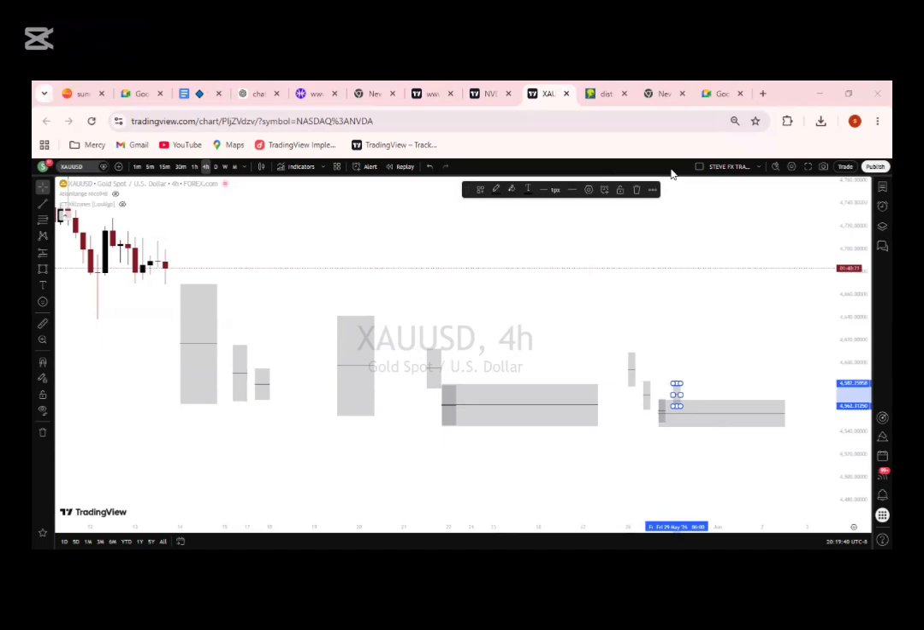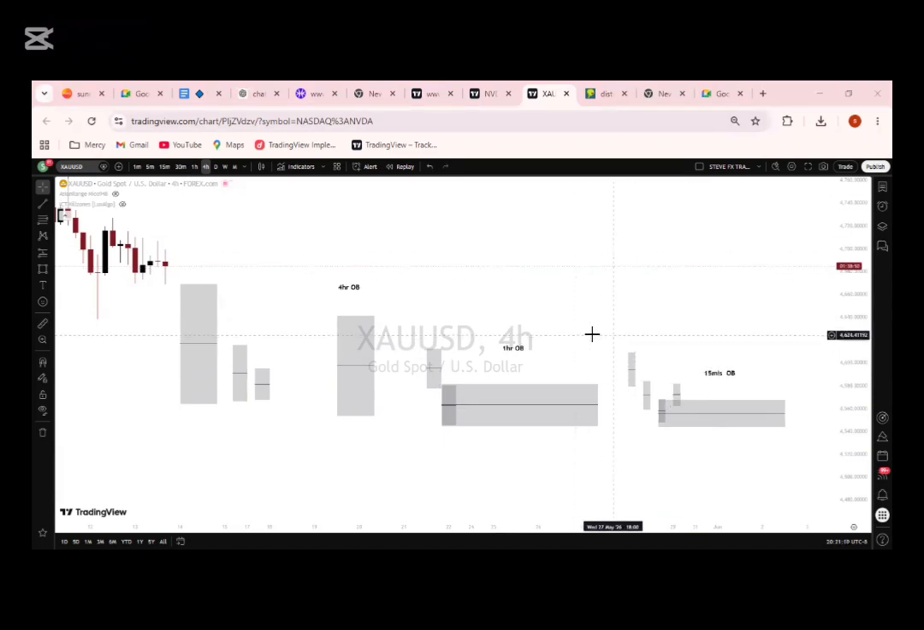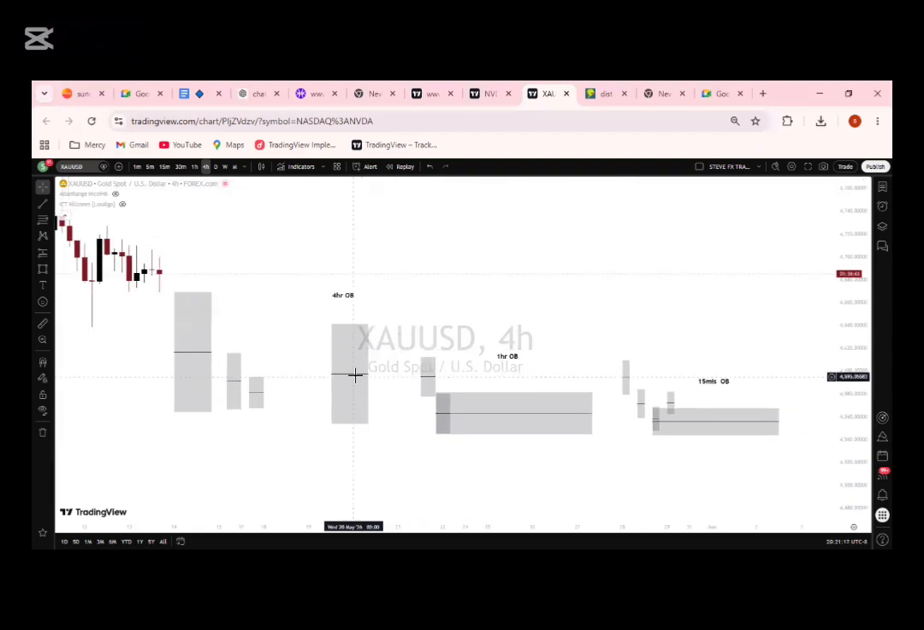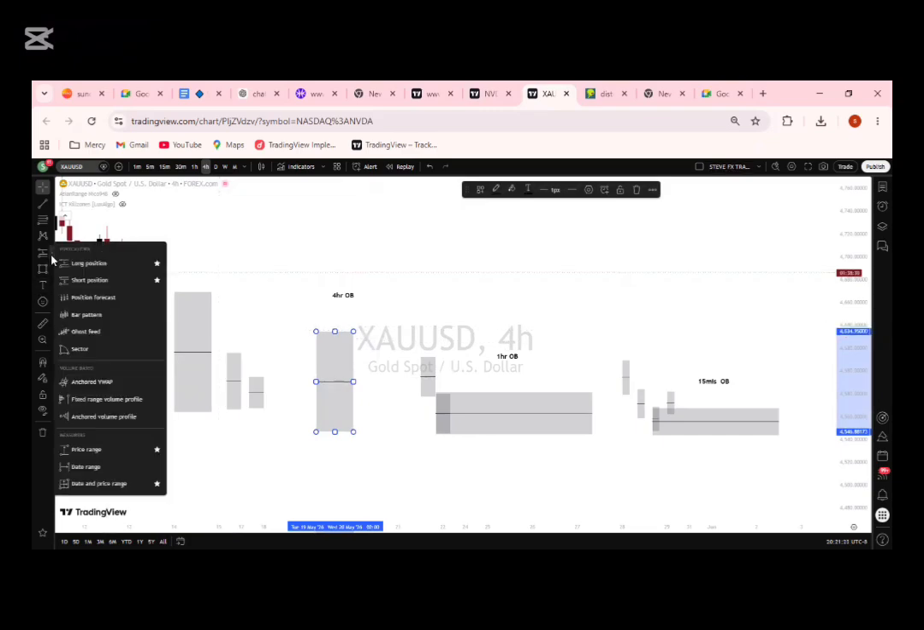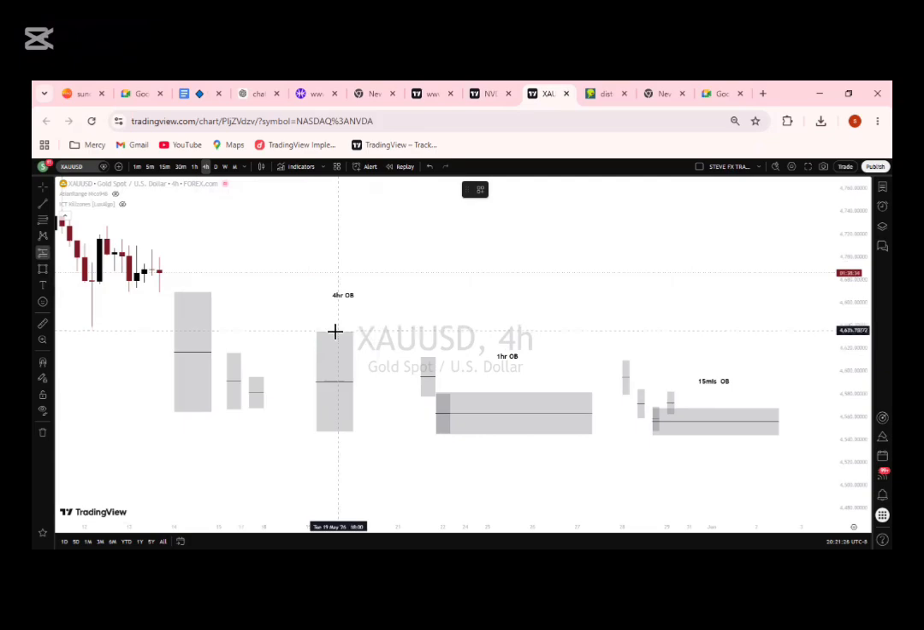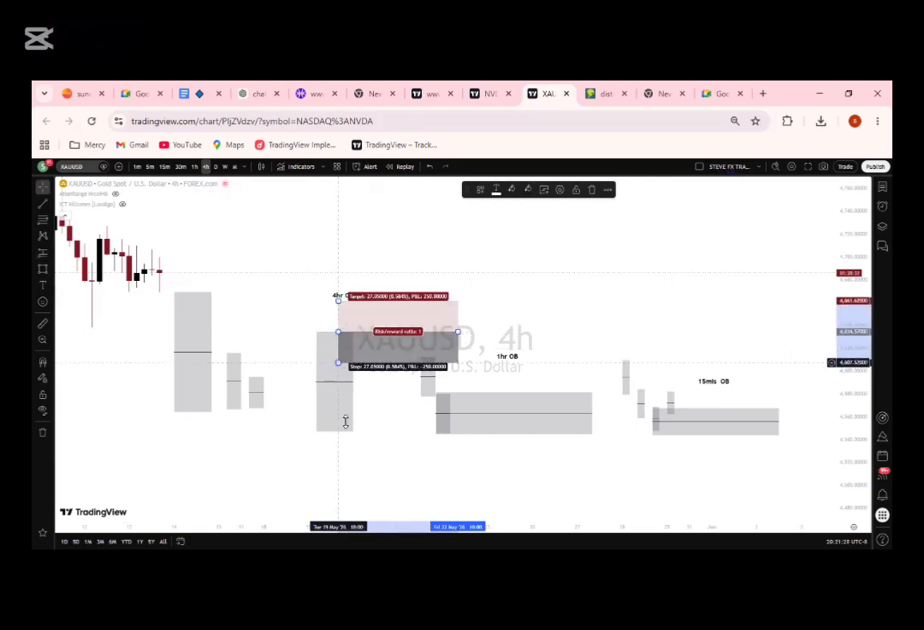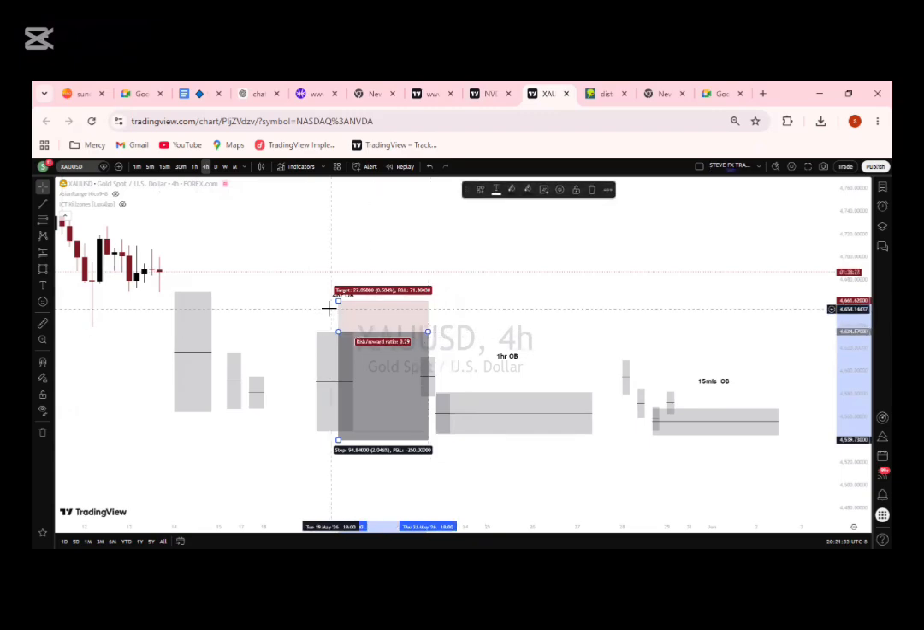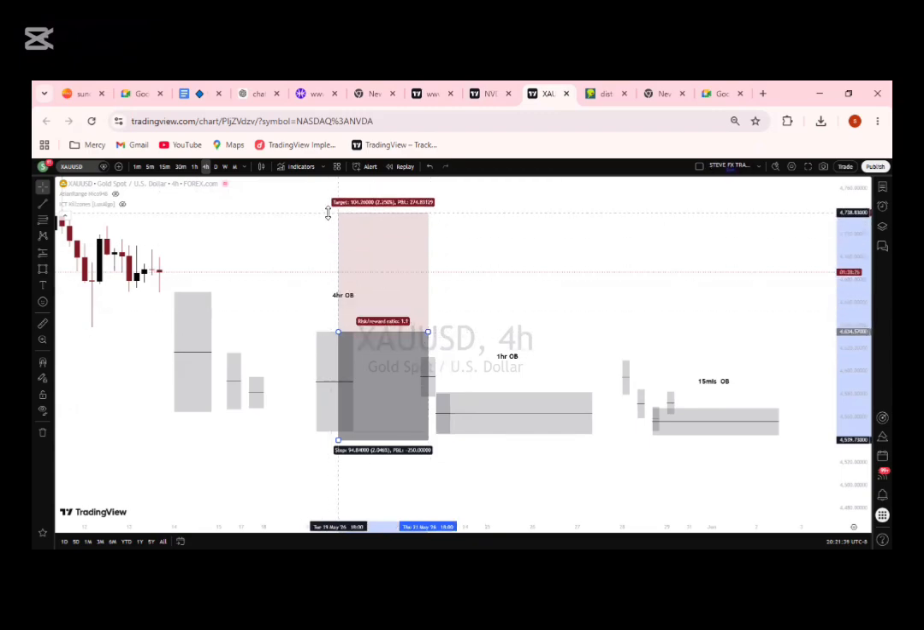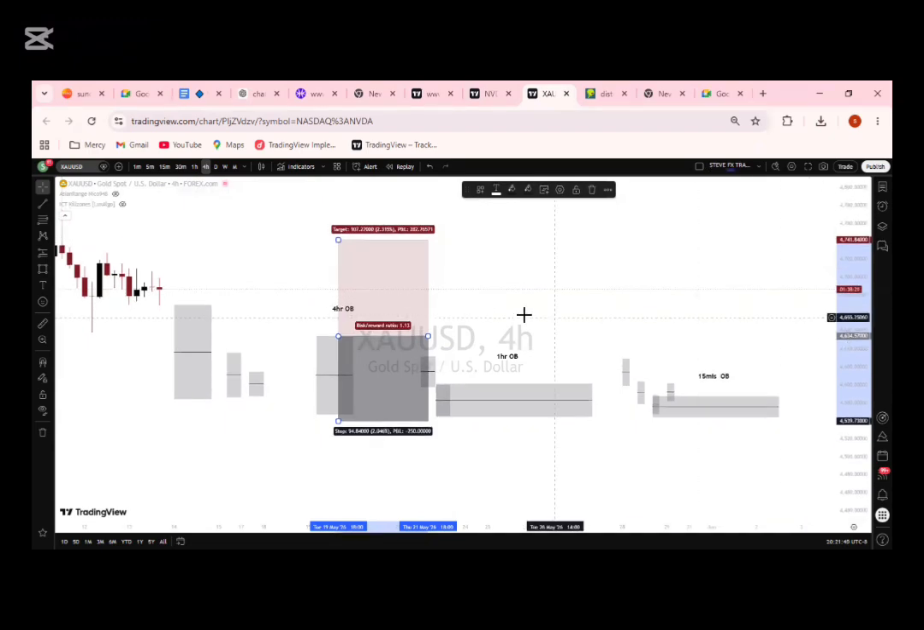So when you take a very good look at these order blocks, let's say if this is our trade, you can see that with this particular order block, you are likely to have either a 1:1 or a 1:2 risk to reward ratio.